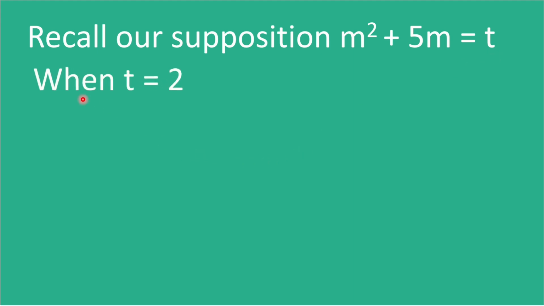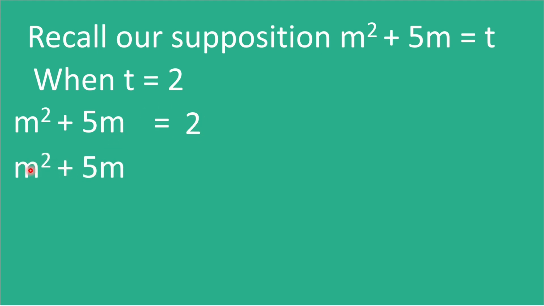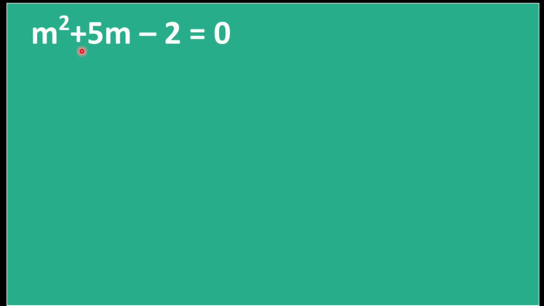So first we will consider t equal to 2. When t is equal to 2, m square plus 5m equals 2, and then we will shift this to the other side of the equation. So the equation will become m squared plus 5m minus 2 equals 0. Now this is a quadratic equation which we can solve by quadratic formula. So let's solve this m squared plus 5m minus 2 equals 0 by quadratic formula.